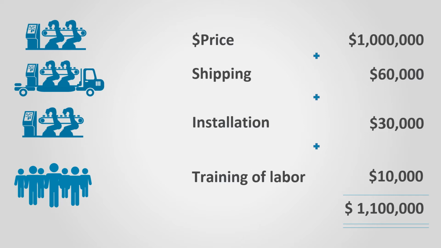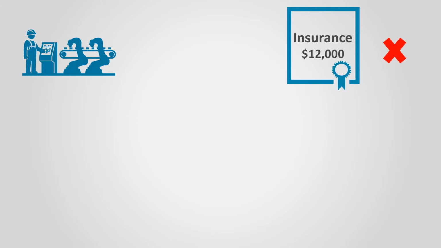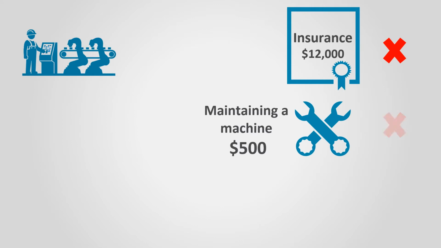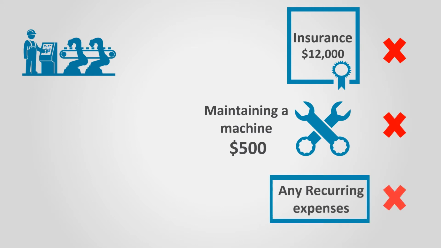In summary, the cost of the asset includes all the costs incurred to make this asset ready for its intended use. There are other expenses that the company would pay for the asset, but they are not included in its cost, such as the company insured the asset against fire for $12,000. Paid for the asset maintenance $500. Paid any recurring expenses related to the asset. All these are expenses, and they are expensed in the period in which they are incurred. They are not regarded as part of the asset's cost.